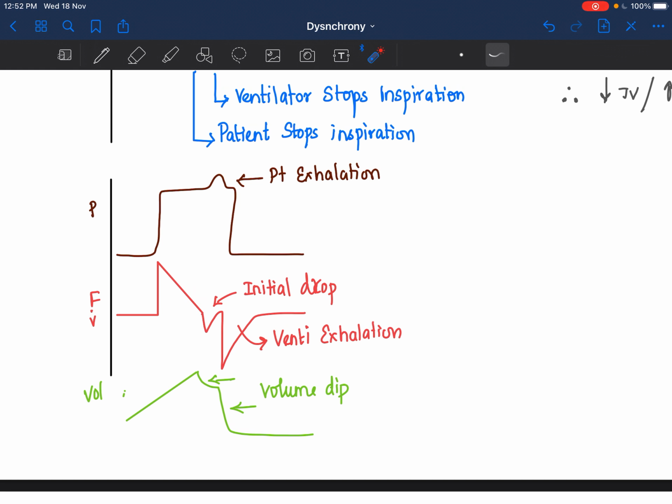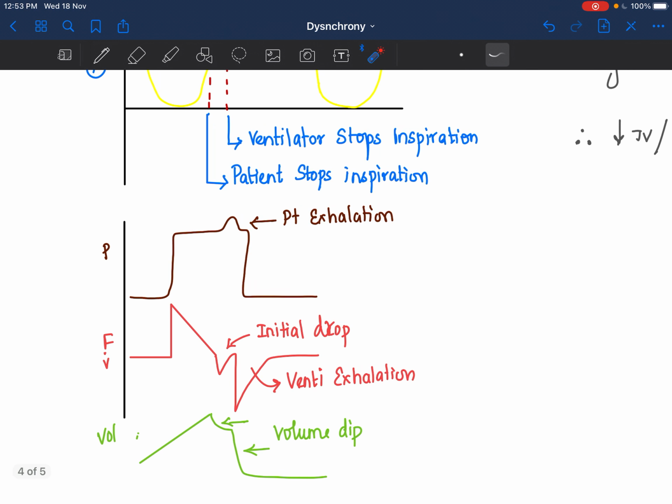So, here again you have this small spike which is showing that the patient is exhaling. How will it look in a flow waveform? Here you have a decelerating flow pattern, an initial drop in flow and then an actual drop. The initial drop is the patient exhaling out, okay, and the later drop is the ventilator taking out the air, there is negative flow, correct.